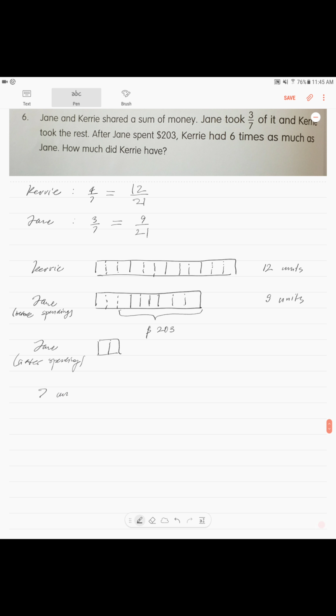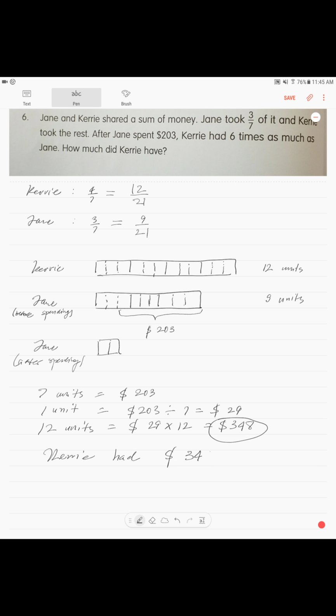Our 7 units is $203, right? Everything becomes very easy. 1 unit is 203 divided by 7, which is $29. 12 units is 29 times 12, 348, right? And that's your answer. This is Carrie's money. Carrie had $348. That's it.